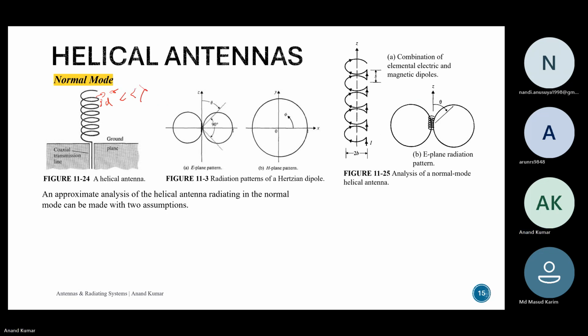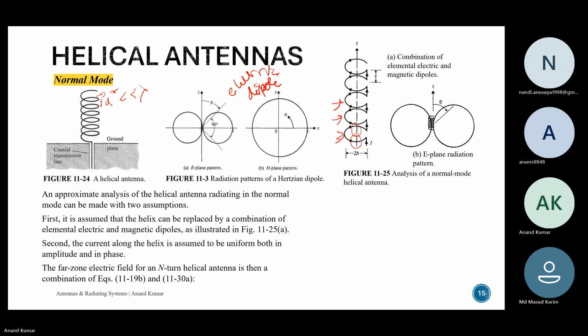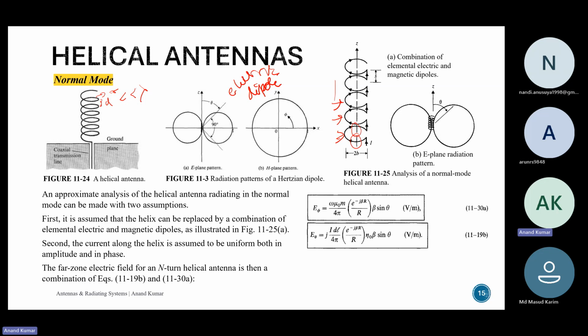This resembles the electric dipole, and this is the arrangement that I was talking about. Each turn is replaced by a magnetic dipole, and at the center we have an electric dipole. For this particular arrangement, we can write the expression for the electric field due to the electric dipole and magnetic dipole together, for n turns. We add the expressions for the electric fields from the superposition principle, so we have the expression for the electric field for this helical antenna.